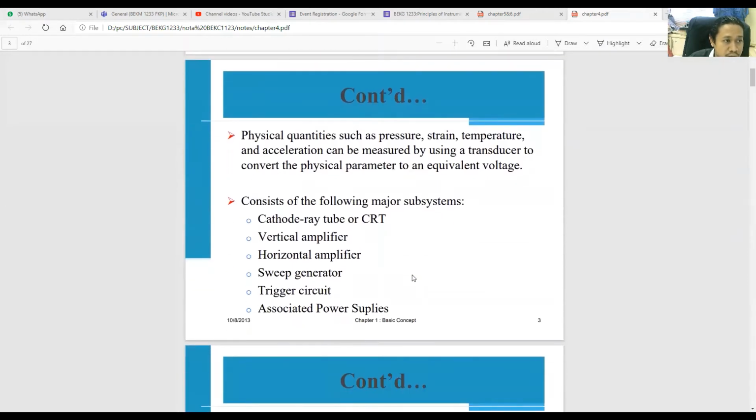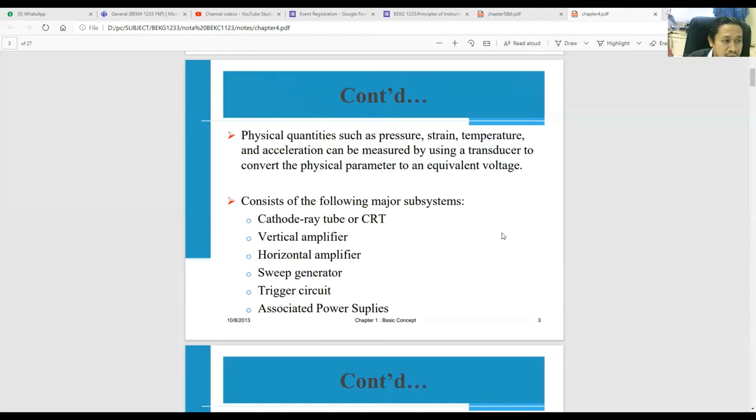Physical quantities such as pressure, strain, temperature, and acceleration can be measured by using a transducer to convert the physical parameter to an equivalent voltage. For example, pressure. Normally the pressure sensor output will be a voltage, so from this voltage we have to convert into pressure. This involves mathematics, depending on the sensor that you use. Each sensor has a mathematical model, so from the output voltage you convert into the pressure.